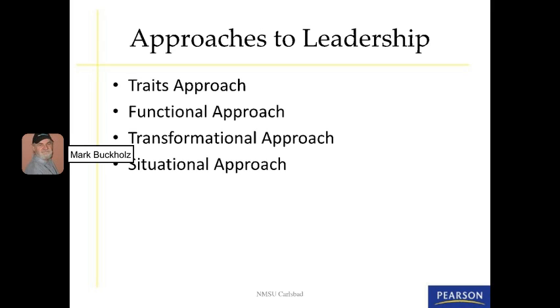Leadership theory is a popular research area in the social sciences. Let's consider four of the common approaches to leadership. The traits approach contends that leaders must possess certain qualities to function effectively. The functional approach focuses on what the leader should do in a given situation to be leader.